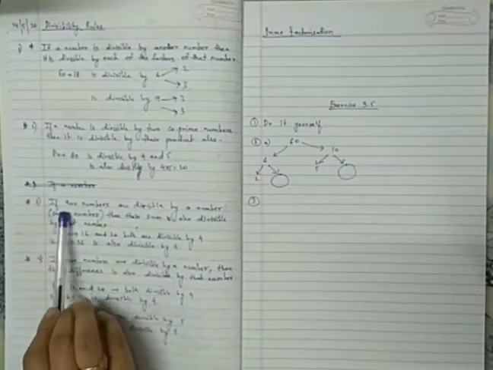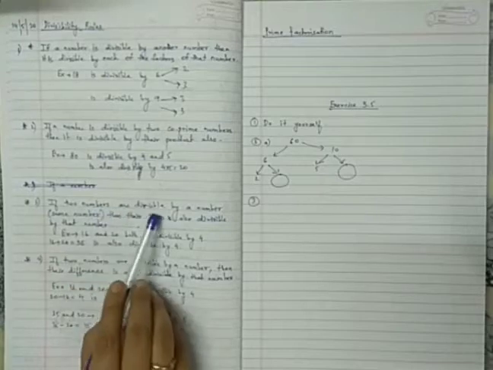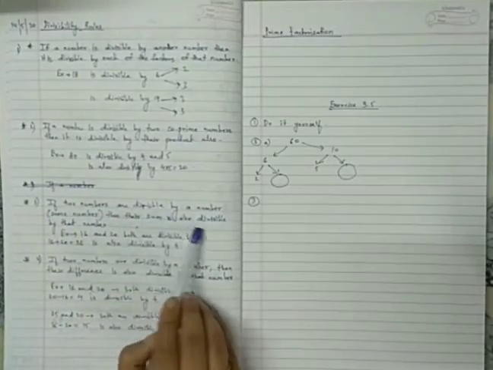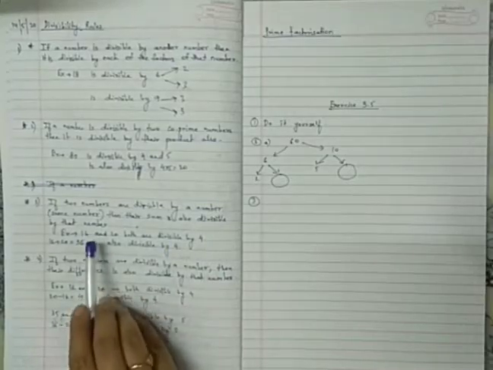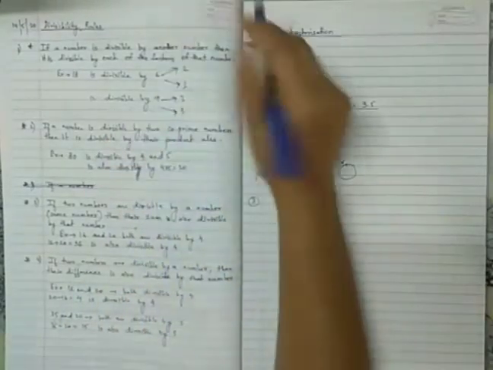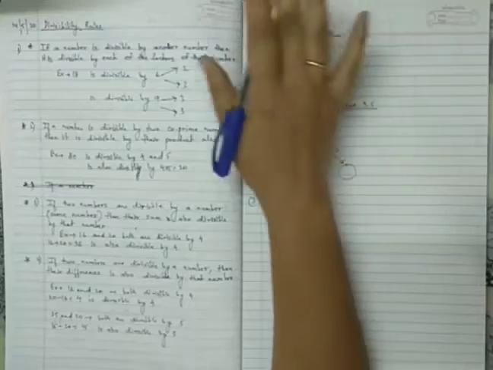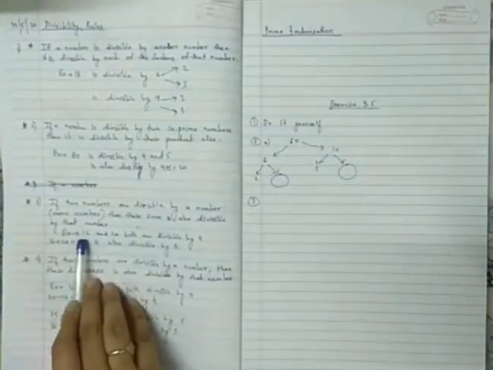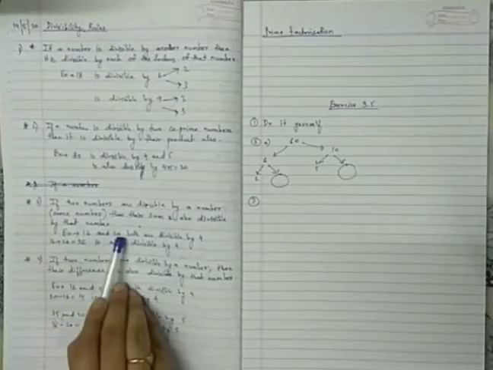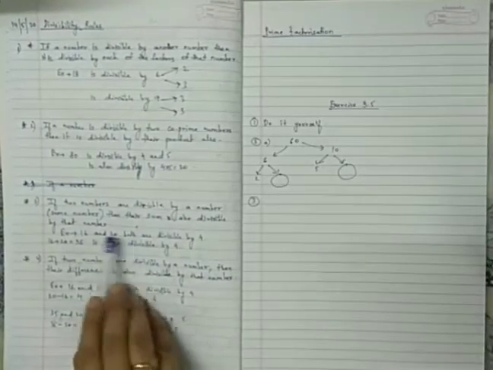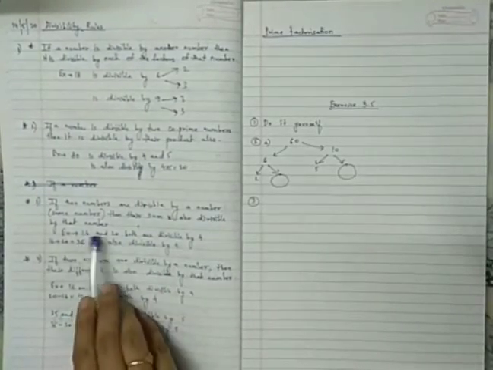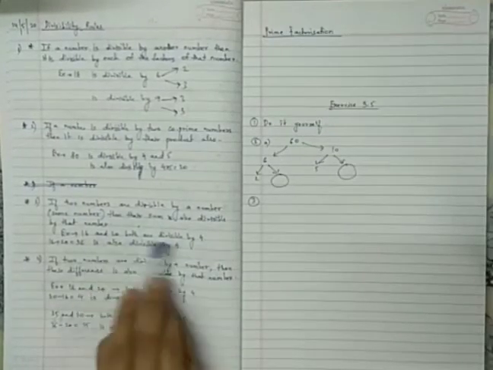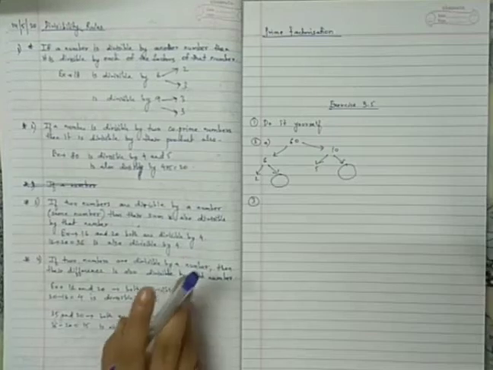Now coming to the third rule. If two numbers are divisible by the same number, then their sum is also divisible by that number. Suppose we take the example 16 and 20. We know that they both are divisible by 4. 16 comes in the table of 4, 20 also comes in the table of 4. So both these numbers are divisible by 4.